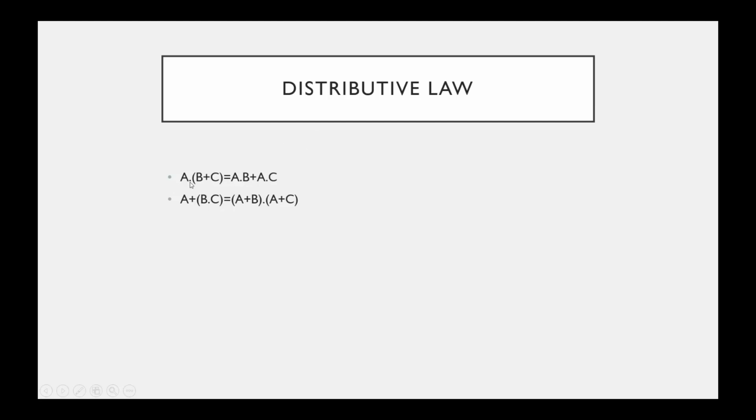Distributive law. A into B plus C is equal to A dot B plus A dot C, or A plus B into C is equal to A plus B dot A plus C. Please remember this second law.